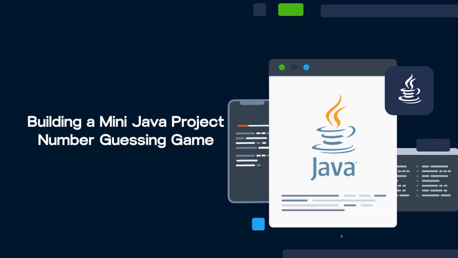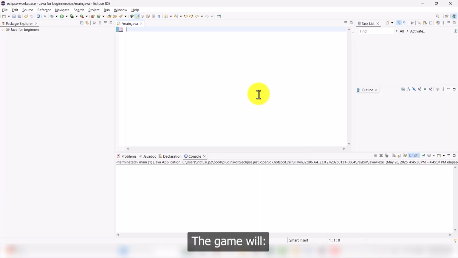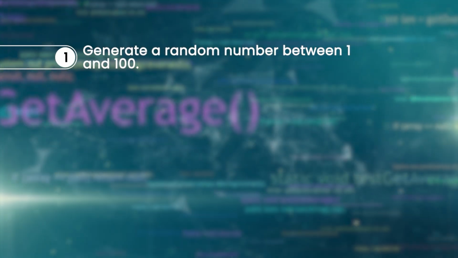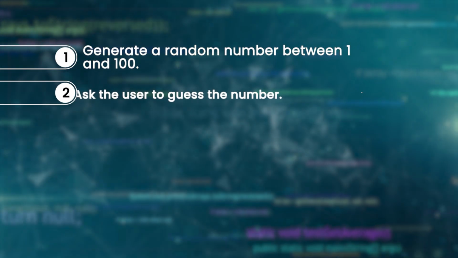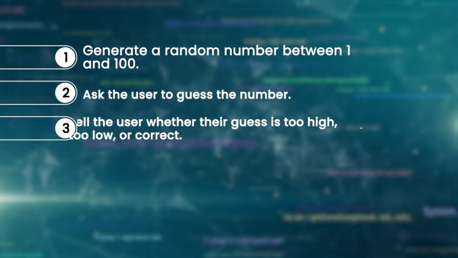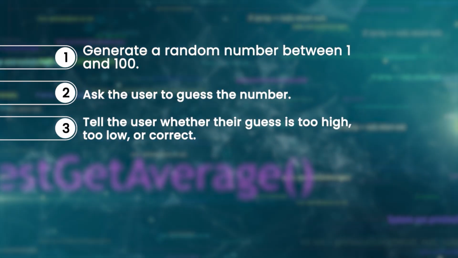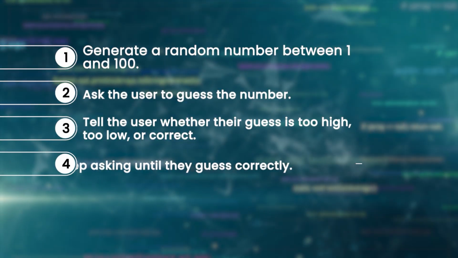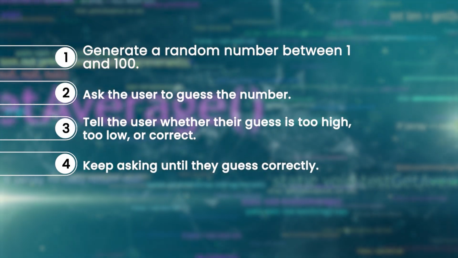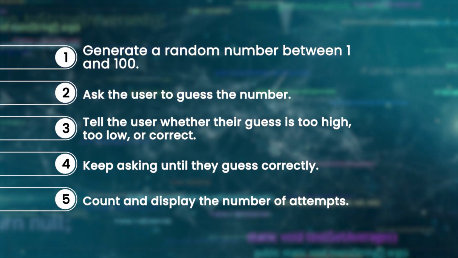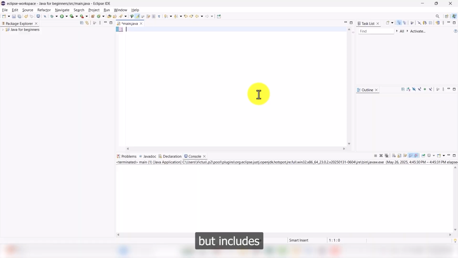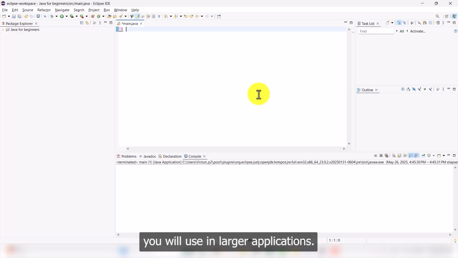Building a mini Java project. Number guessing game. Overview of the project. The game will generate a random number between 1 and 100. Ask the user to guess the number. Tell the user whether their guess is too high, too low, or correct. Keep asking until they guess correctly. Count and display the number of attempts. This project is simple, but includes many core programming ideas you will use in larger applications.